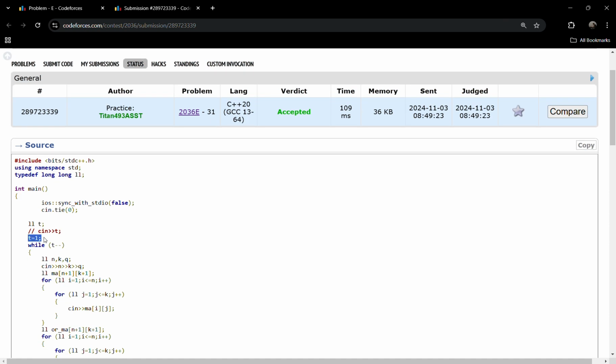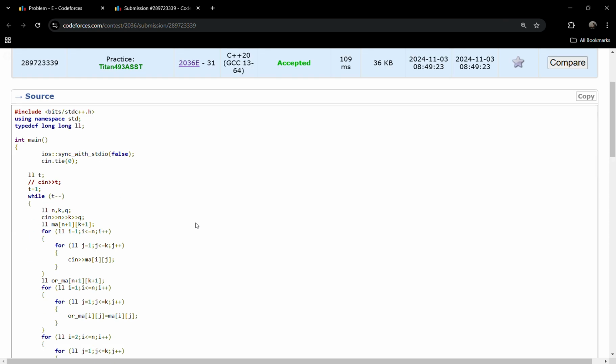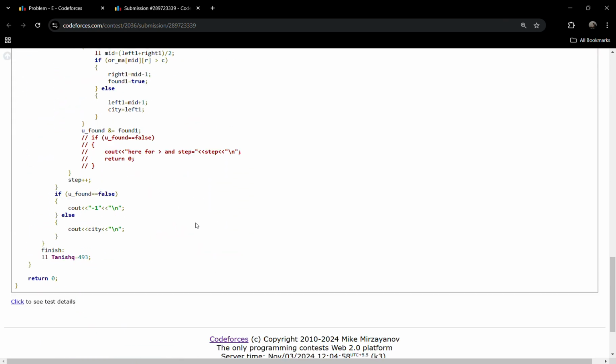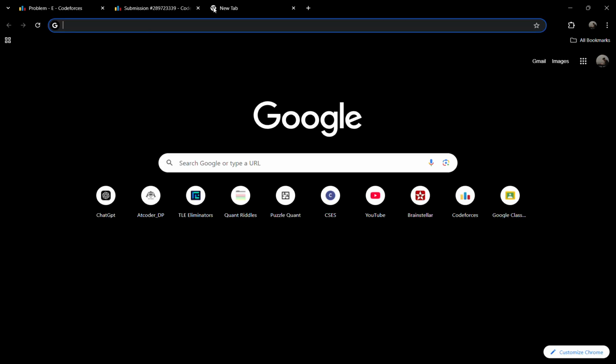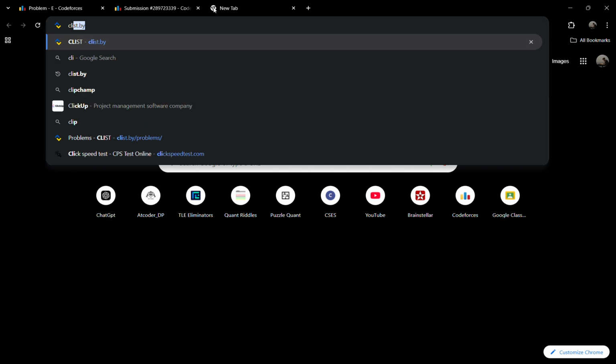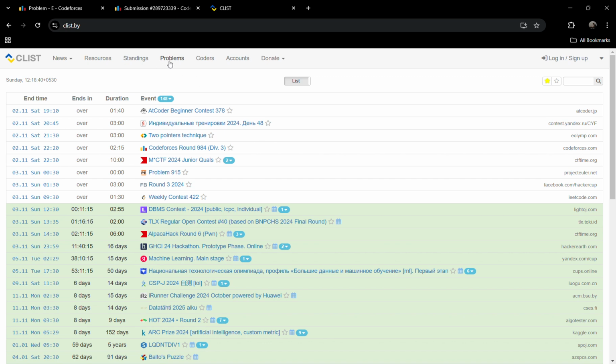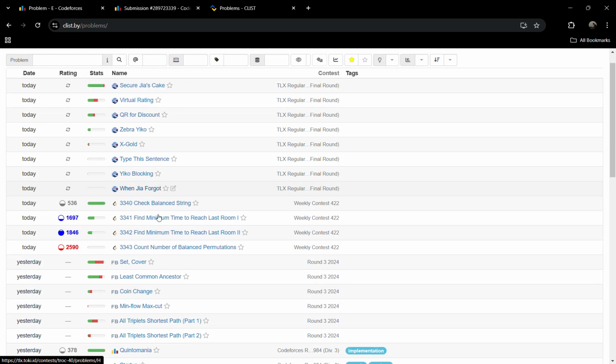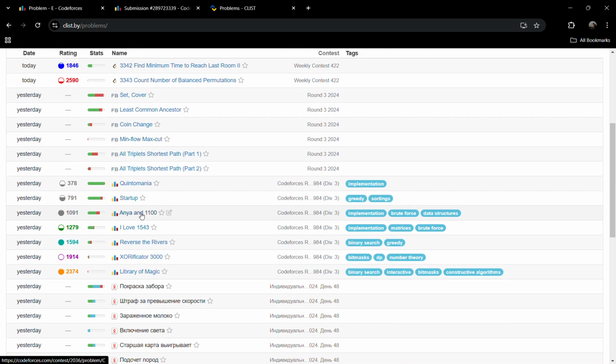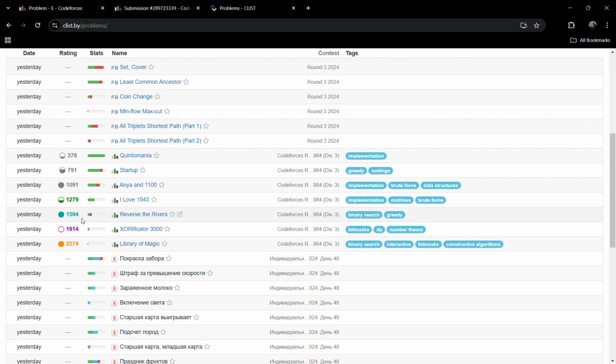So the number of test cases was 1. Per test, the number of test cases was 1. This is the right way to state it, perhaps, and that's it. The question was quite simple, and it was not rated too much, I think. Let us check what was the rating of that problem according to clist.by. So where is it? Yeah, reverse the reverse. So it was rated 1594, somewhat close to expert level.